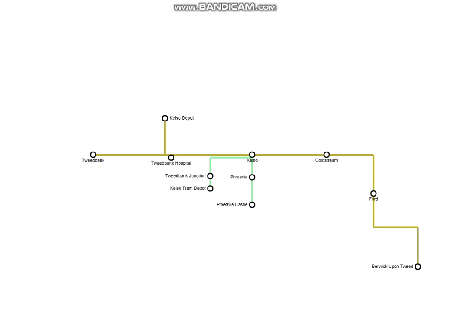That was also at the same time the extension to Berwick-upon-Tweed was built. And that's how the Scottish Borders Railway Network looks like as of the 28th of September, 2018.